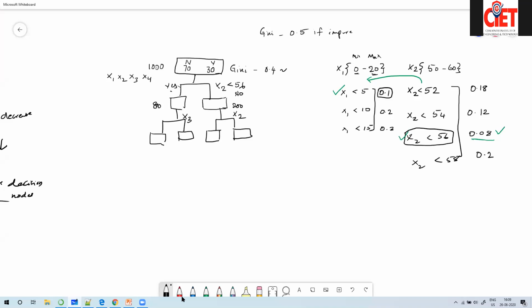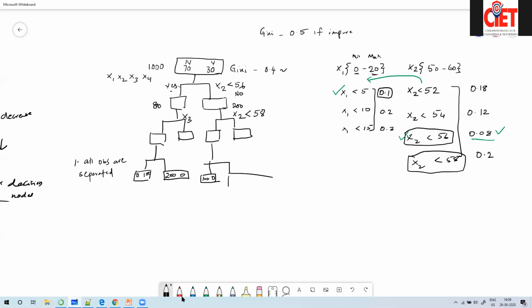All the observations which have x2 greater than 56 are on this side. We have one more split point here. If this can split this data, again we can reuse the same variable. And this will stop at one point where all observations are separated. That means in the leaf nodes, we have observations like 0, 100, 200, 0, 100, 0, sorry, 200, 0, something like this.